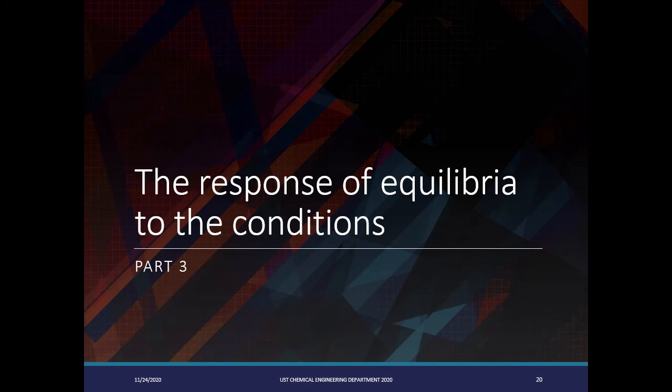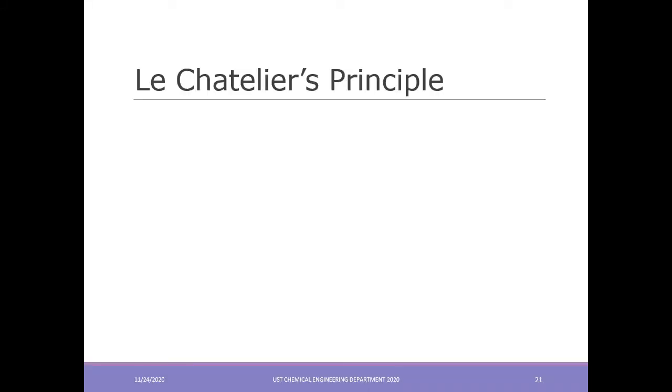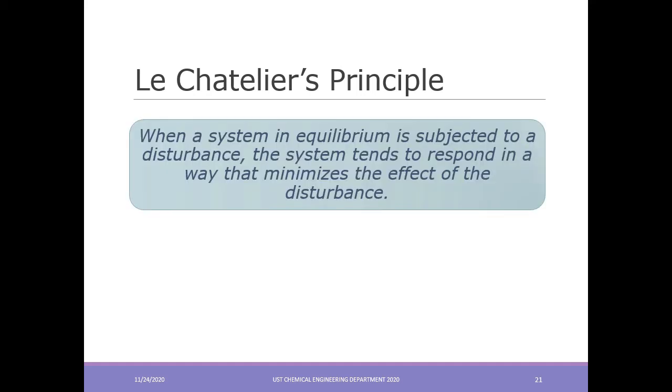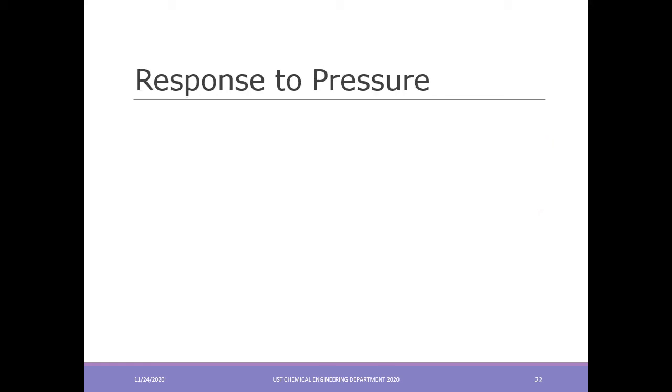In the last part of this lecture, we will discuss what happens to your system in equilibrium when it is subjected to certain changes in conditions. As you may already know, responses to changes in equilibrium are explained by Le Chatelier's principle. This states that when a system in equilibrium is subjected to a disturbance, the system tends to respond in a way that minimizes the effect of that disturbance.